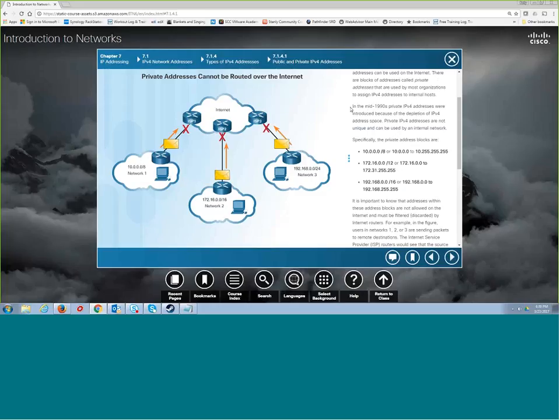But this block, which you really need to know, is 10.0.0.0/8, so the entire Class A 10 network. Then 172.16.0.0/12, which is 172.16.0.0 to 172.31.255.255. And 192.168.0.0/16, which is the collection of 256 Class C networks that exist underneath that.